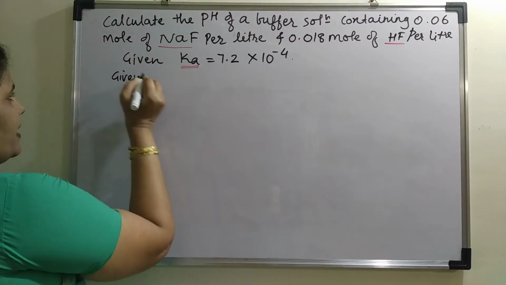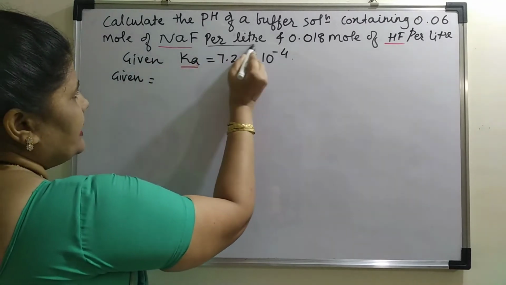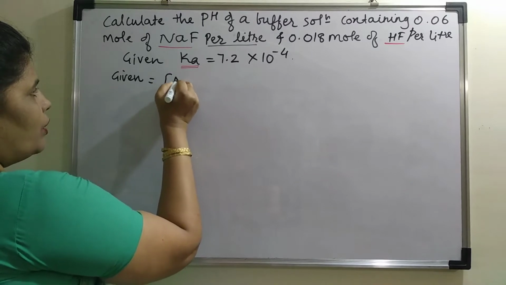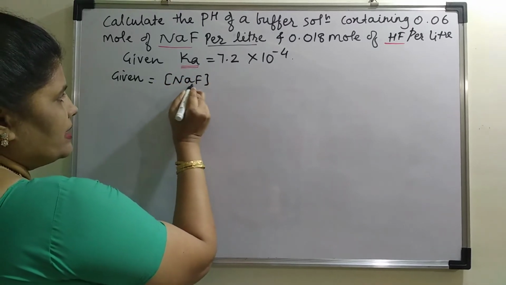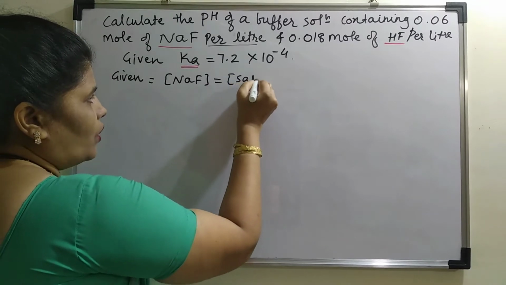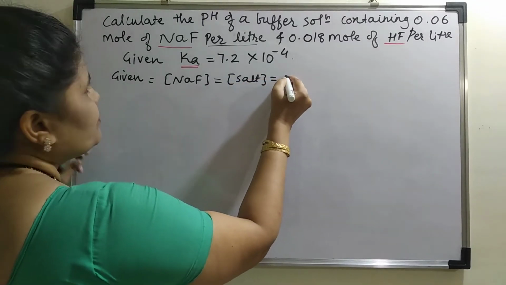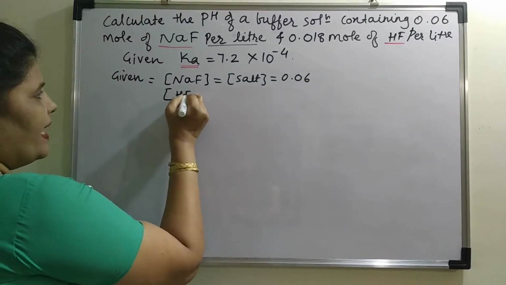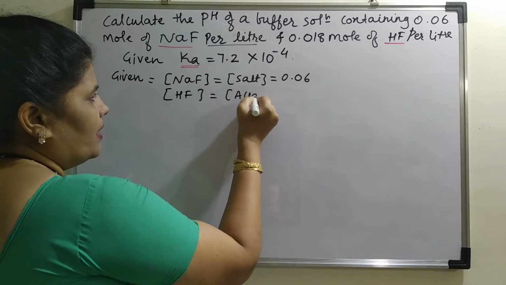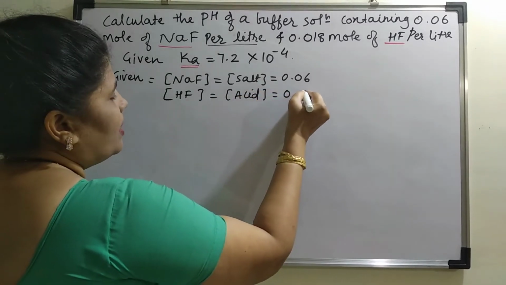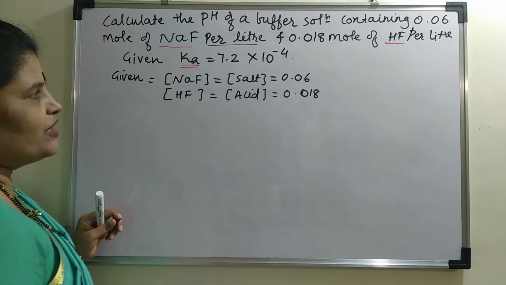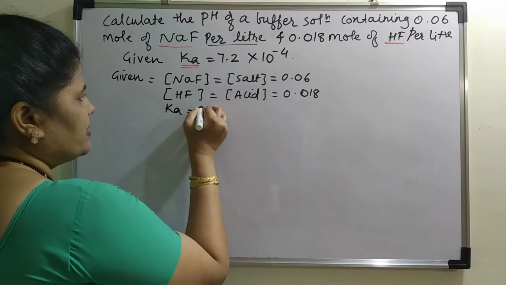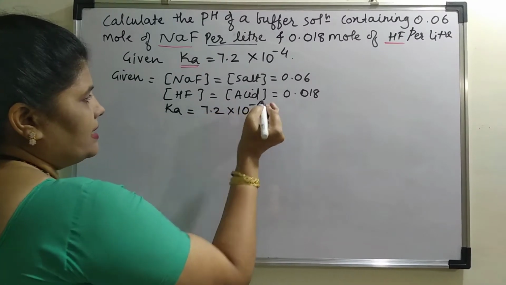In this problem, if you see this, it is per liter. So moles per liter means it is the active mass. So the concentration of NaF, what is NaF? That is the salt. So concentration of salt is how much, student? It is 0.06 mole. Similarly, concentration of HF, the acid, is how much? It is 0.018. Those two terms are given and Ka is given in the problem. And one more, Ka is 7.2 into 10 raised to minus 4.